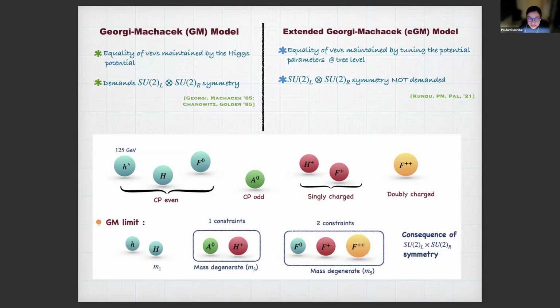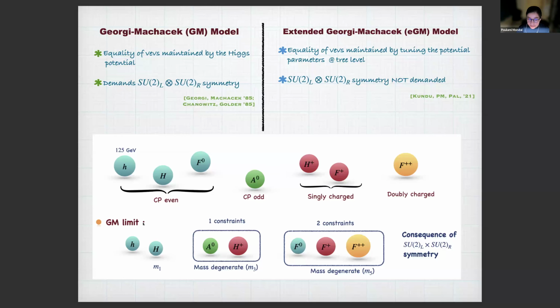So in both these models, the extended Georgi-Machacek model and the Georgi-Machacek model, we have the same number of physical parameters. So we have 3 CP even Higgs, 1 CP odd Higgs A0, these 2 singly charged Higgs and 1 doubly charged Higgs. So the physical scalars are the same for both the models.